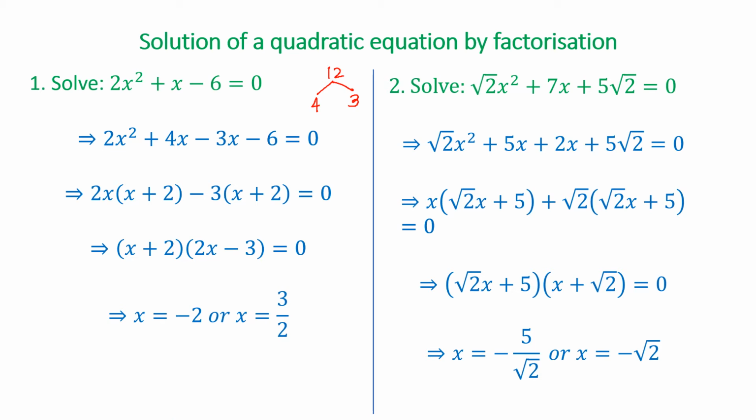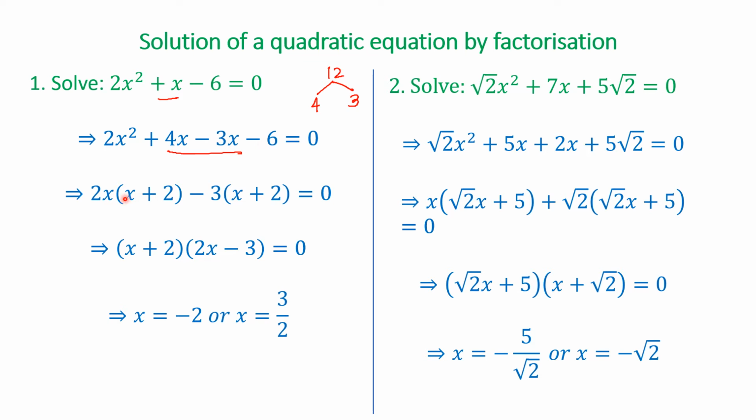You can see 4x minus 3x is actually equal to plus x. So I am writing down 2x square as it is, plus x I write it as plus 4x minus 3x, and minus 6 as it is equal to 0. From the first two terms, I take out 2x common and I am left with in the bracket x plus 2. From these two terms, I take out minus 3 common, and I am left with in the bracket x plus 2 is equal to 0.